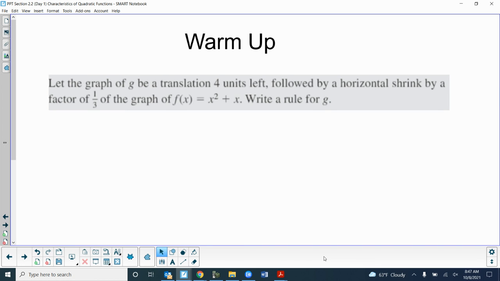All right, so let's do the warm-up, and then we'll go over the homework stuff. It says, let the graph of G be a translation 4 units left. Okay, so we'll do that first.